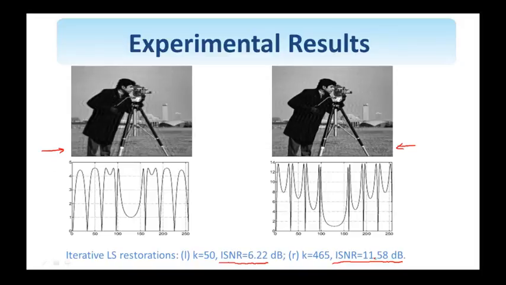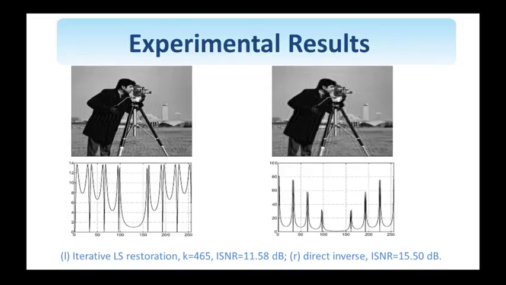I should also call your attention to the fact that the scale here changes. It's 5 here, it's 14 here, pointing to the fact that, again, this restoration filter approaches the least squares filter at different rates for low and high frequencies. So you see more activity at high frequencies as the iteration increases.